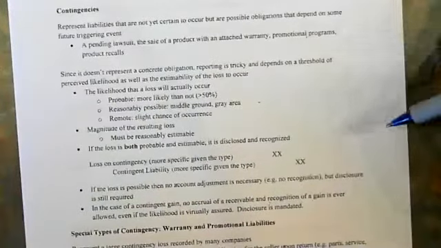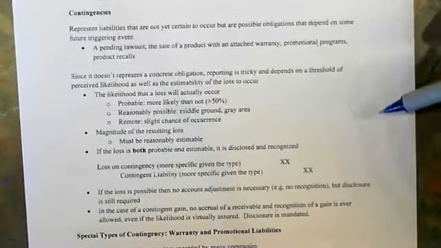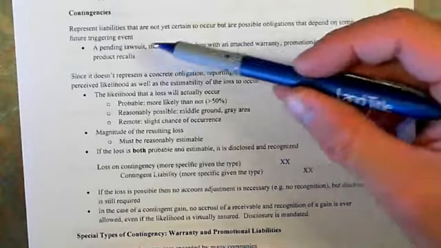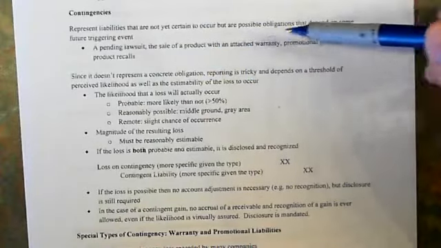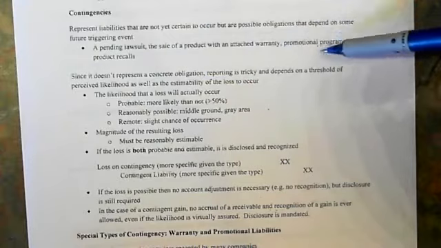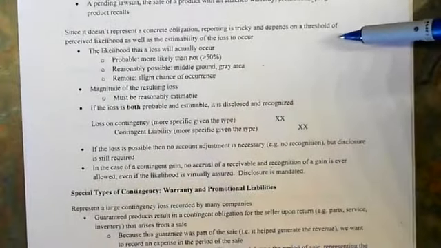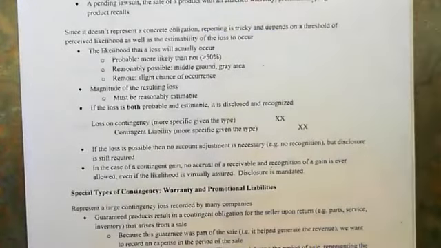Contingencies represent liabilities that are not certain to occur, but are possible to occur. They're going to depend on some triggering event that's still in the future, maybe a pending lawsuit, a product with an attached warranty, promotional programs, product recalls. Since this isn't a concrete obligation, since there's no legally enforced maturity date, reporting becomes a little trickier. We depend on thresholds of likelihood and also the estimability of costs.